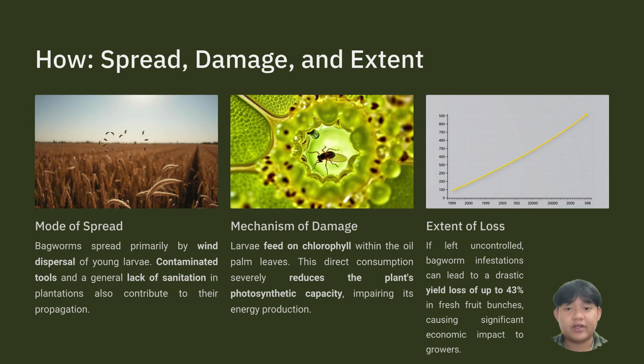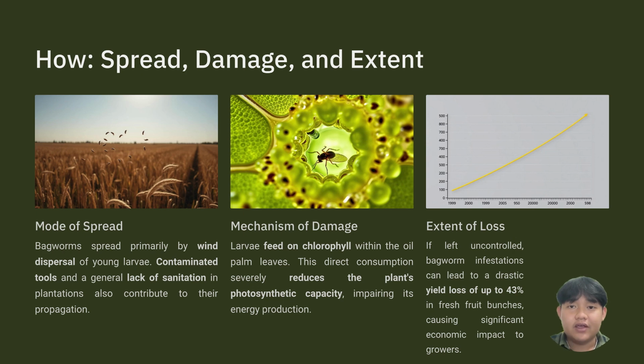How do bagworms spread and cause damage? The young larvae can be carried by the wind, allowing them to disperse to nearby trees or plantations. In some cases, contaminated tools or equipment can also transfer larvae between areas. Once they settle, they begin feeding on the chlorophyll in the oil palm leaves, reducing the plant's photosynthetic capacity. Over time, this leads to stunted growth, reduced energy production, and significant drops in FFB yield.